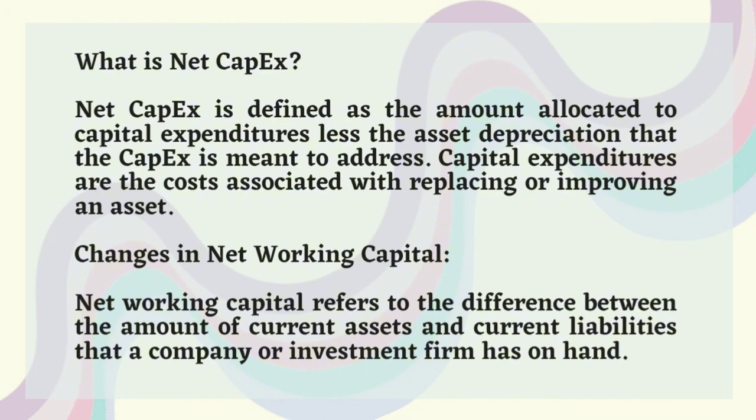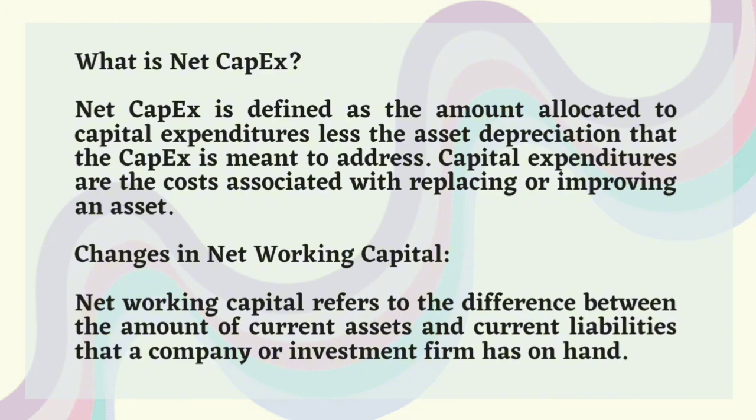Let's define these terms first before I go to the example. What is net capital expenditures? Net capital expenditures is defined as the amount allocated to the capital expenditure less the asset depreciation that the capital expenditure is meant to address. Capital expenditures are the costs associated with replacing or improving an asset.